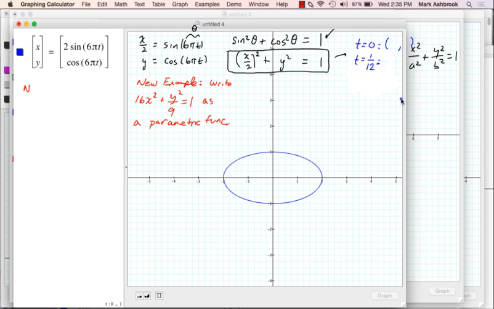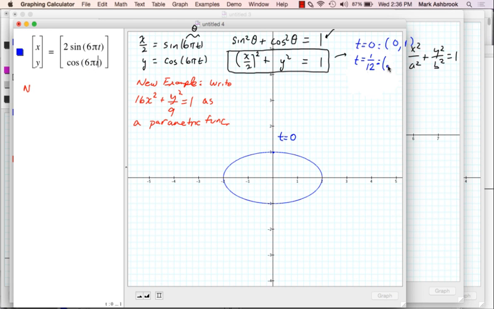What point do you get at t equals 0? 0 and 1. So when t equals 0, you get the top of that ellipse. You see that? So this is t equals 0 right here. And then when t equals 1/12, what point do you get? So it's going to be 2 sine of pi over 2, right? Pi over 2, and then cosine of pi over 2.